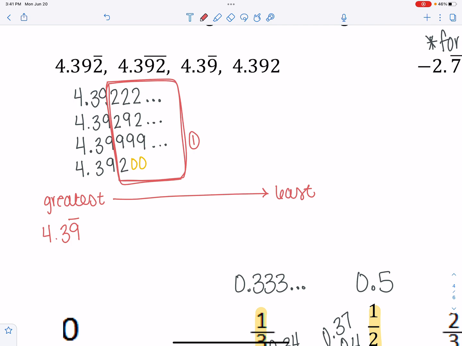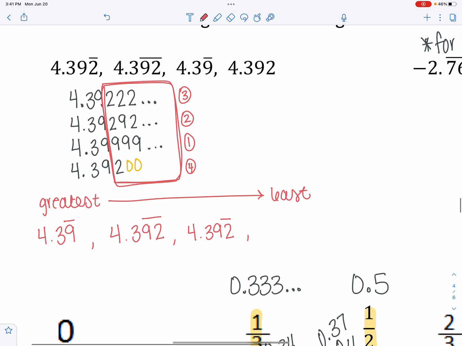The next one would be 292, the next biggest. So that's going to be 4.392 with the 92 being repeated. The third one is going to be that one on top, 4.39 with the 2 repeated. And then the last, the least, is going to be 4.392.